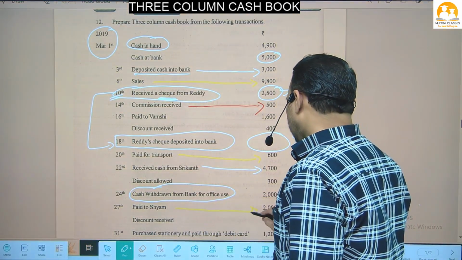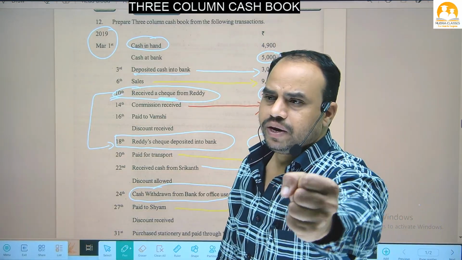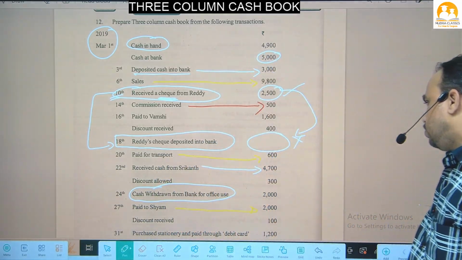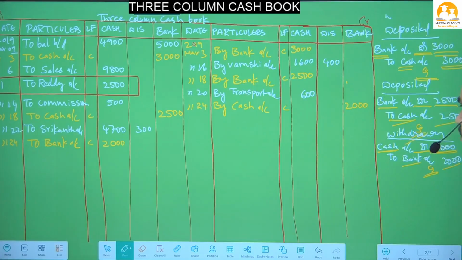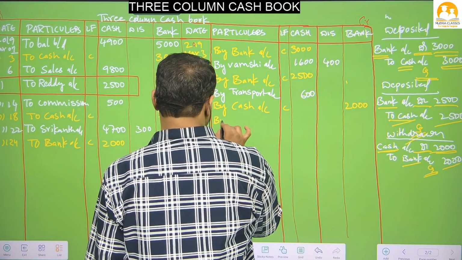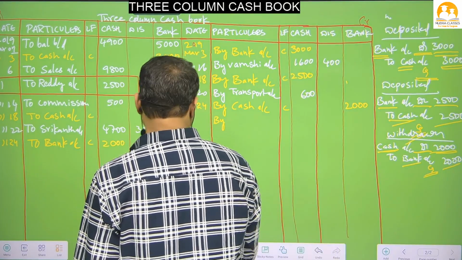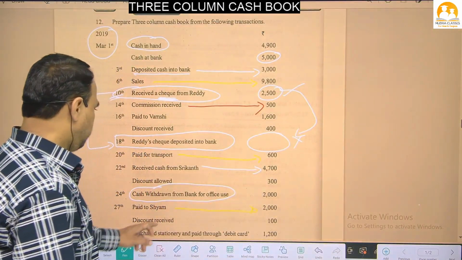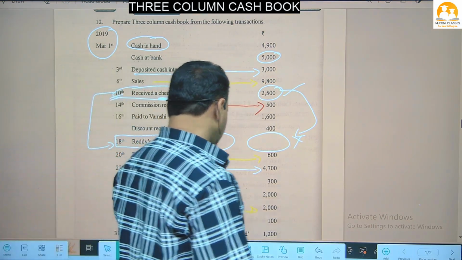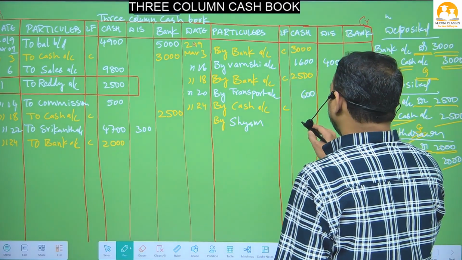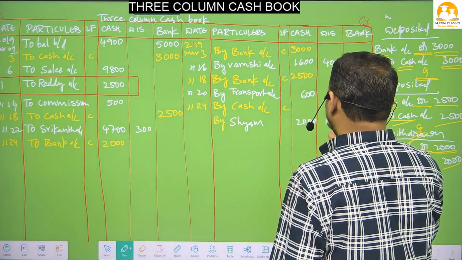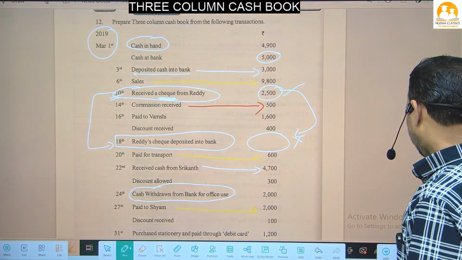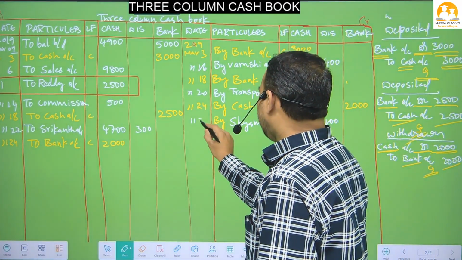Paid to Sham. What is the next one given? Paid to Sham. Business paid. Paid to Sham means we will pay cash to Sham. So cash is going from the business. So on the credit side you have to write by Sham. How much amount we paid? Paid to Sham 2000. Discount received 100. So paid to Sham 2000 rupees and discount received 100. Against the name Sham account you write 100 rupees and the date 27.